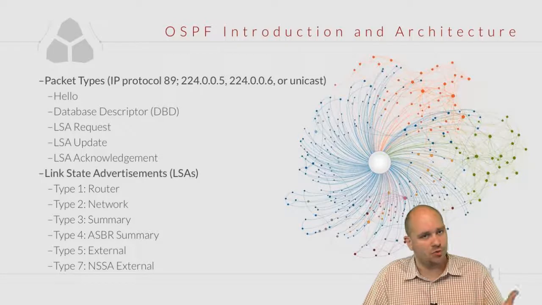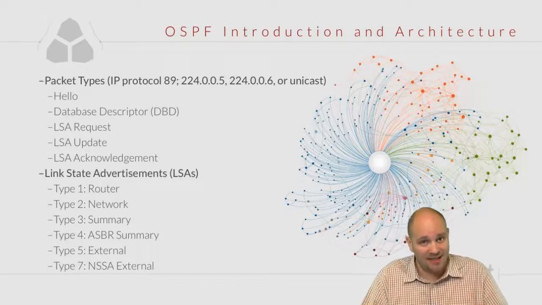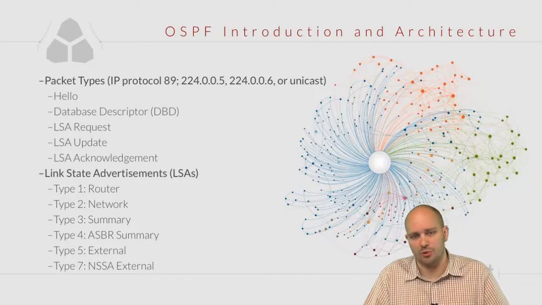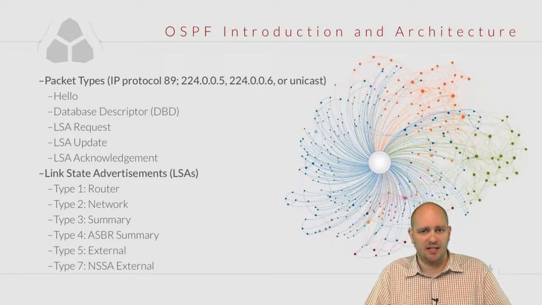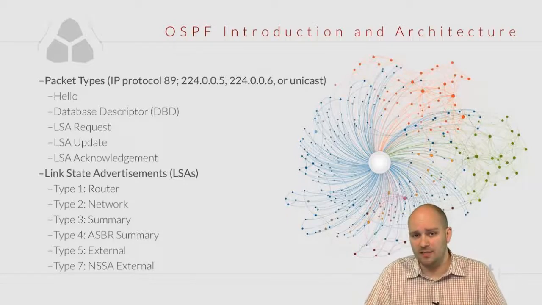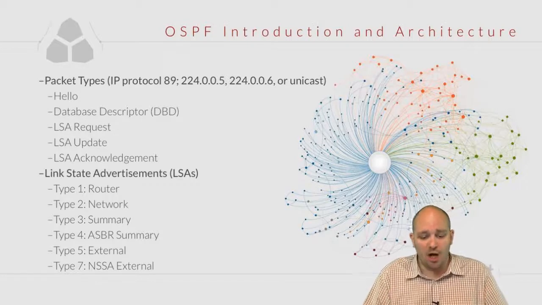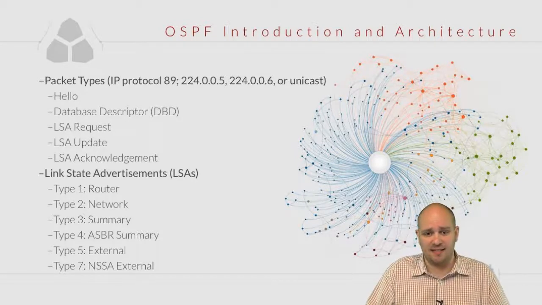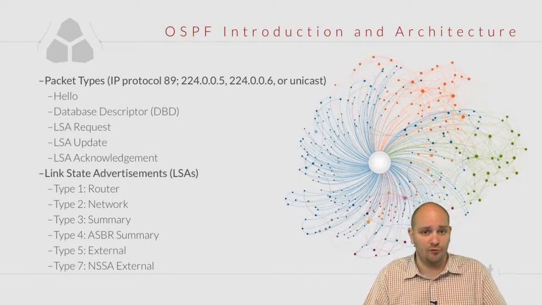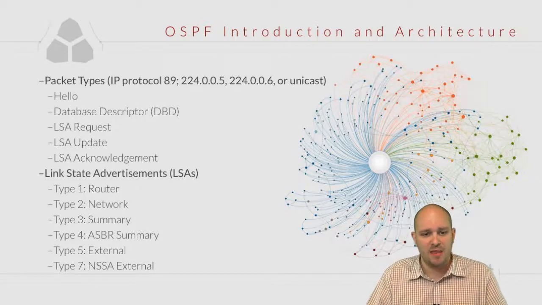So OSPF doesn't use TCP or UDP. It has a specific protocol type, 89, that is reserved for its use. These packets can be sent either as unicast packets to a unicast destination, or as multicast packets. In that case, we are going to see link-local multicast destination addresses of 224.0.0.5 or 224.0.0.6 in some special cases.